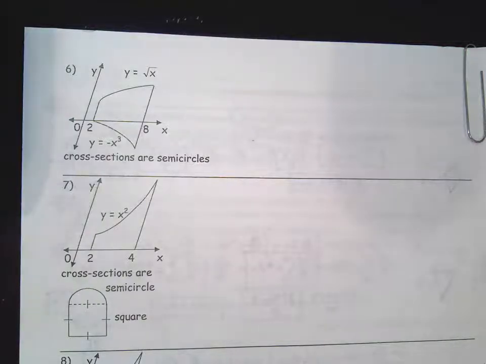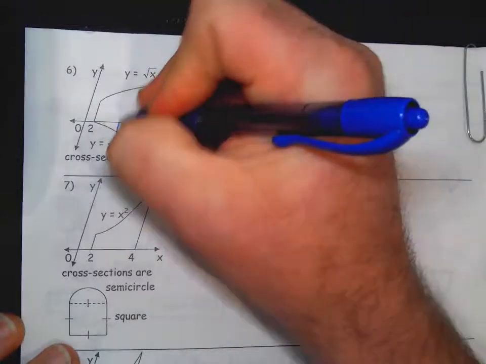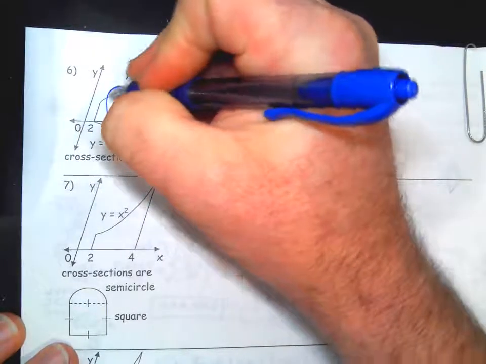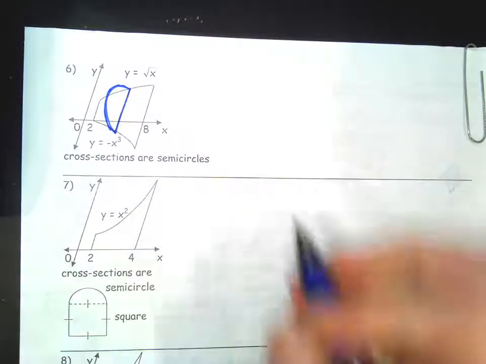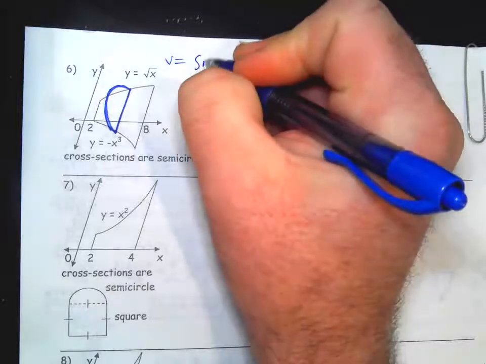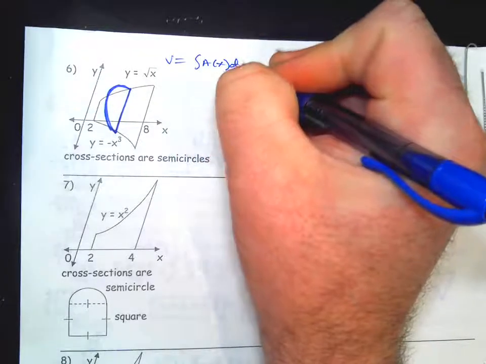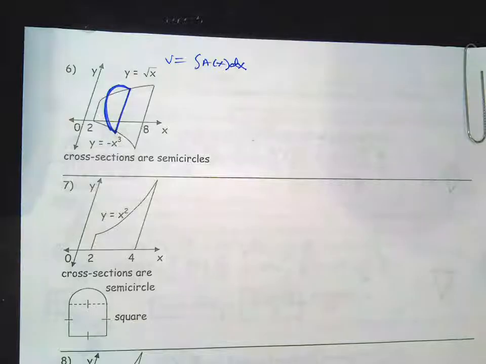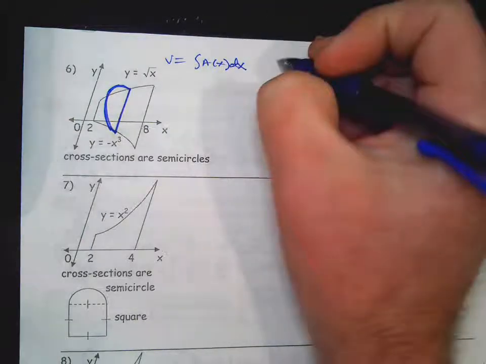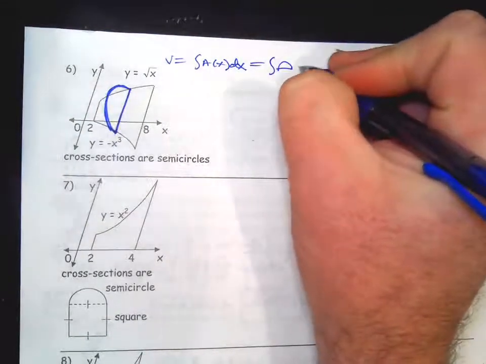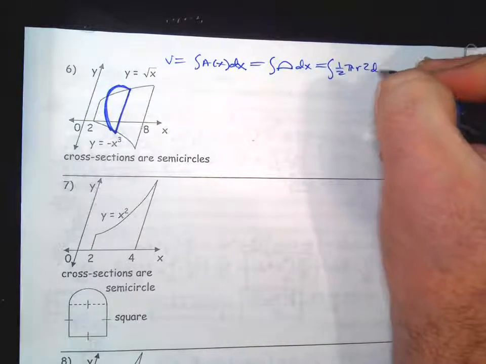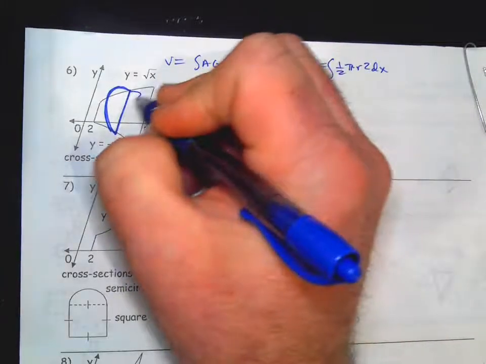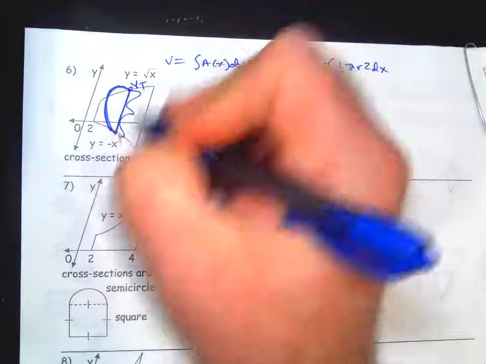Okay, onto the back. So this one, they're semicircles. All right. And so we do volume equals area in terms of x dx. And they're going to be half circles. So it's going to be 1/2 pi r squared dx. So this is going to be y top minus y bottom.